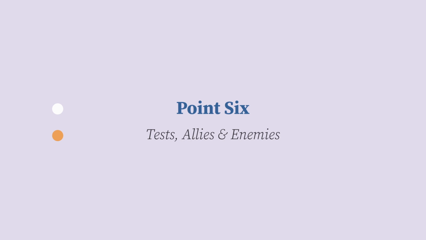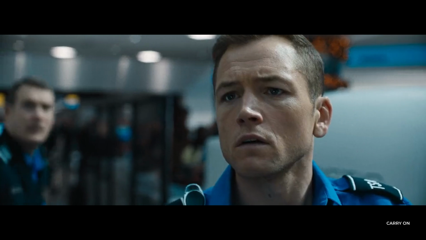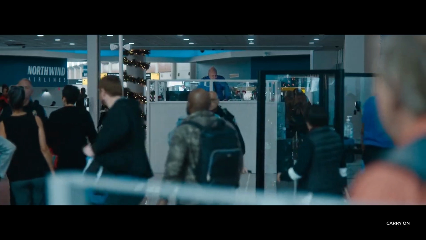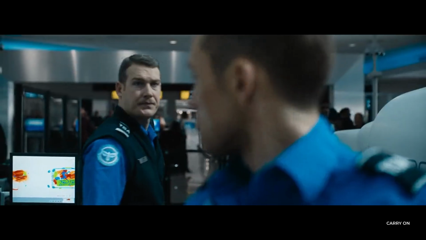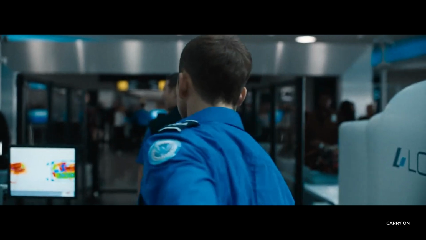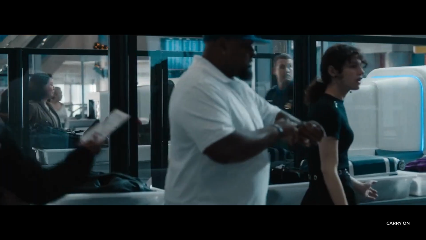Then you move to the sixth beat. The sixth beat is tests, allies, and enemies. Now in the sixth beat, because he's now in a new world, he needs to know who his allies are, he needs to know who his enemies are in this new world. But aside from that, he needs to go through certain tests in this new world. He needs to pass through certain stages of tests to prove himself in this new world that he is in.